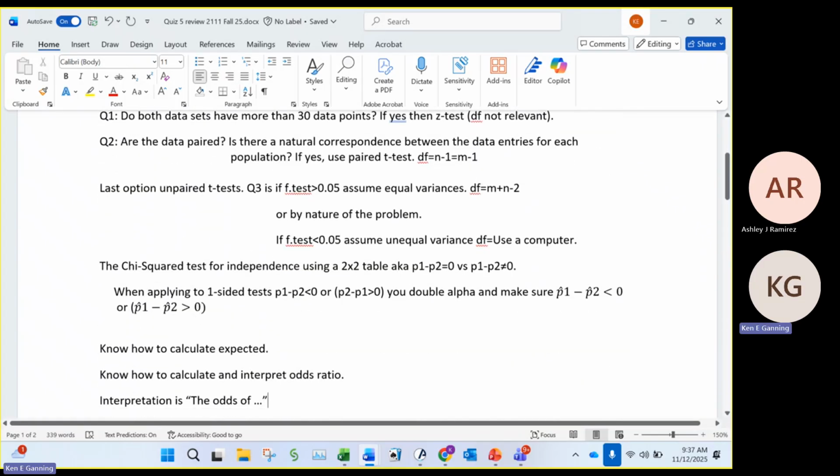Be able to do a chi-square test for independence using a 2x2 table. That's the same thing as looking at P1 minus P2 equals 0 versus P1 minus P2 not equal to 0. If you're dealing with a one-sided test, you basically would double your alpha value in the chi-square test, and you should be fine.